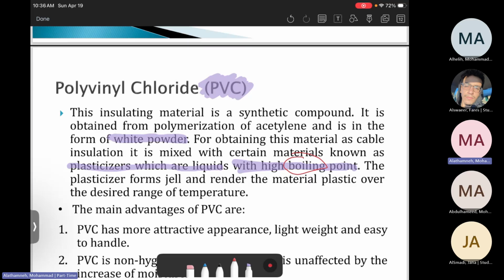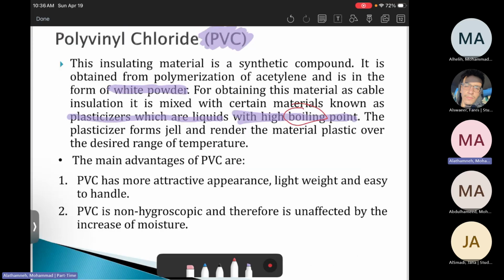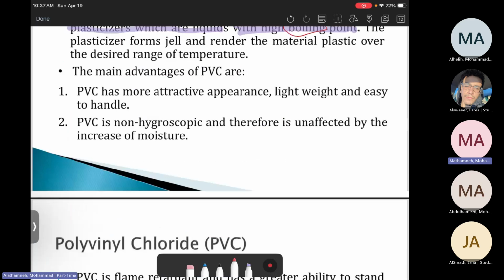The main advantages of PVC: it has a more attractive appearance. That's a good thing about it. It is lightweight and easy to handle. Also, it is non-hygroscopic and therefore unaffected by an increase in moisture. That's a great thing about PVC.